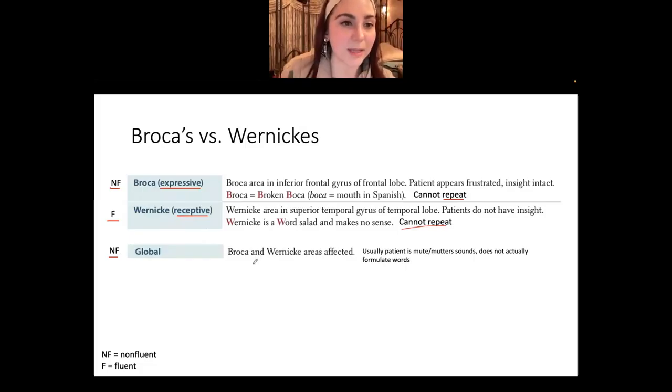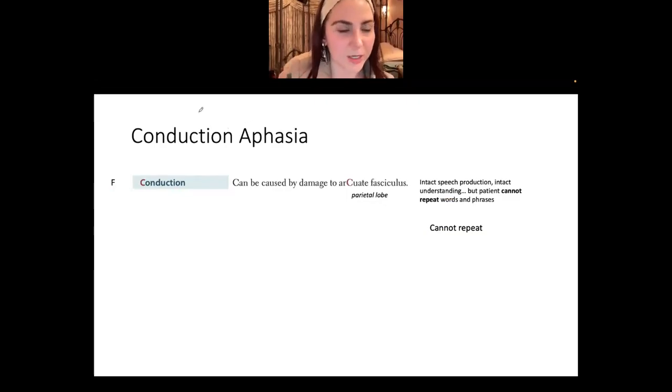This is usually where Broca's is hit and then Wernicke's is hit. Think of it: they can't speak and they can't understand what's being said. So the patients are usually mute, or they just mutter sounds and don't actually formulate words. It's like the worst of both. So that's your global aphasia.